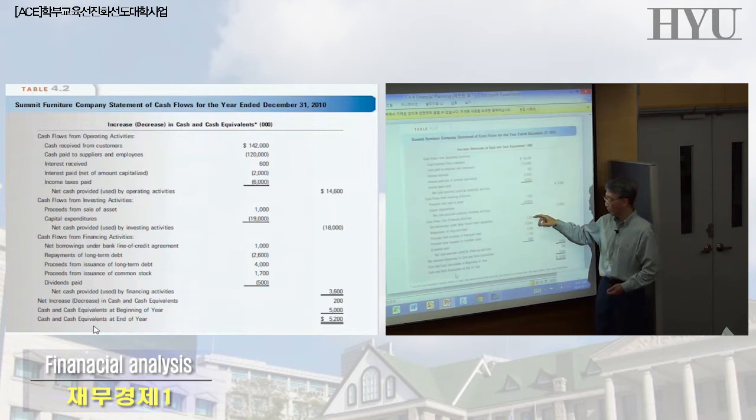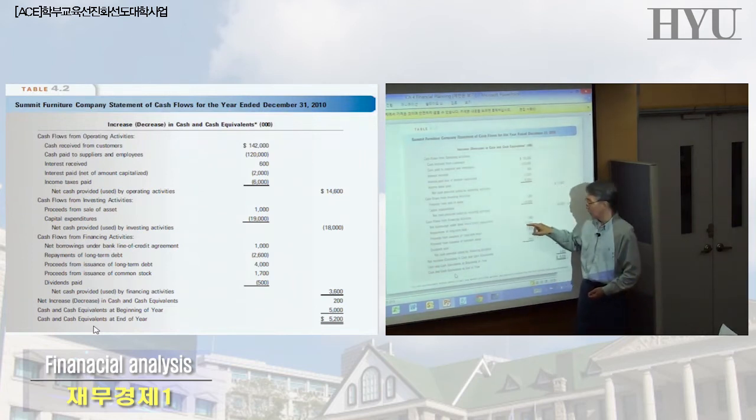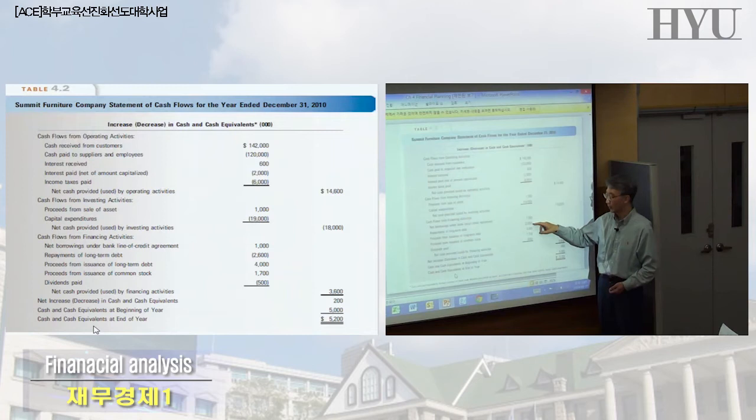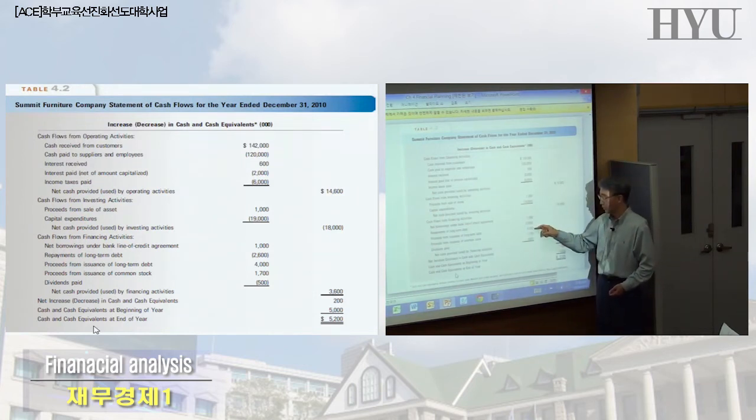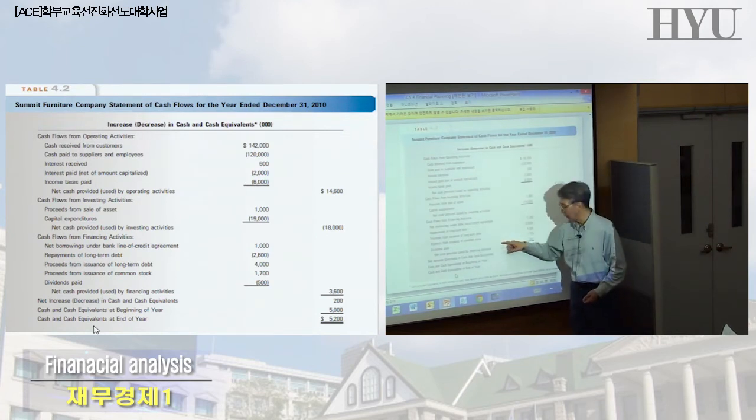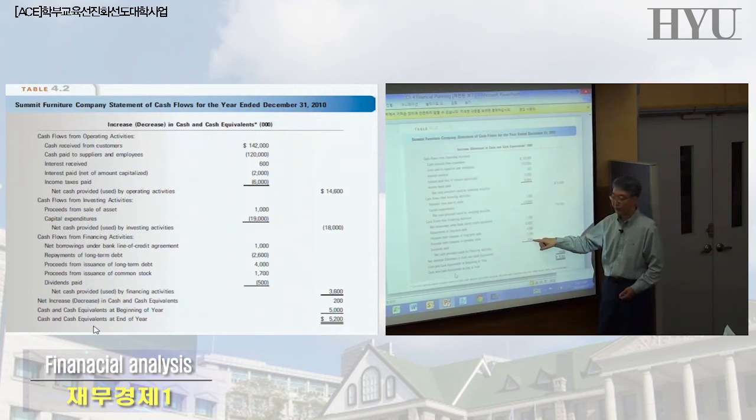So you borrowed $1 million, but you paid the long-term debt, $2.6 million, so that's negative. And then you issued $4 million long-term debt, which is bonds. And you issued $1.7 million worth of common stock. Debt financing, equity financing. And then finally, dividends. You paid about $500,000 dividend. So out of all those activities, you came up with a $3.6 million positive balance, right?